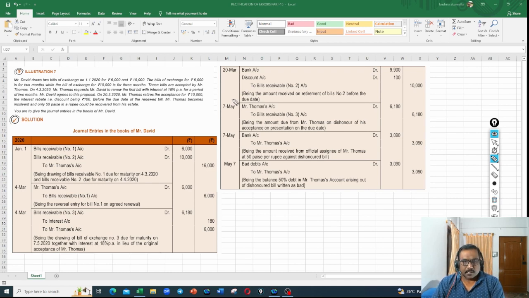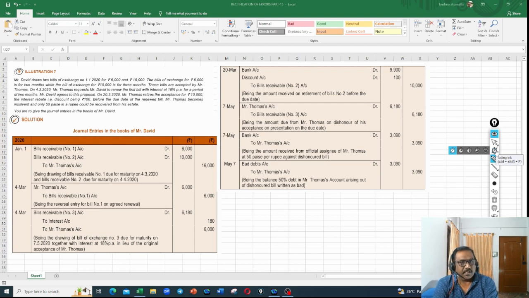Okay guys, let us get into the illustration. Let me read the problem. Mr. David draws two bills of exchange on 1/1/2020 for 6,000 rupees and 10,000 rupees. David draws the bill, so David will be called the drawer. The bill of exchange for 6,000 rupees is for 2 months, while the bill of exchange for 10,000 rupees is for 3 months.